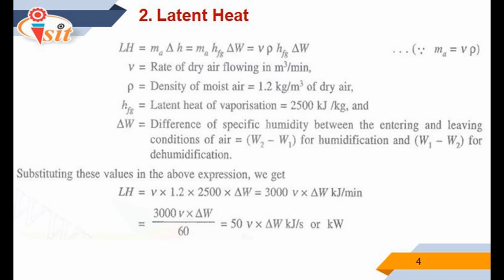Then latent heat is equal to volume into density into HFG into delta W, where V is the rate of dry air flowing in terms of m cube per minute, then density of moist air is taken as 1.2 kg per m cube of dry air, then HFG, latent heat of vaporization, is nothing but 2500 kilojoule per kg, and delta W is nothing but the difference of specific humidities between entering and leaving the conditions of air. Means for humidification it is W2 minus W1, and for dehumidification it is taken as W1 minus W2.